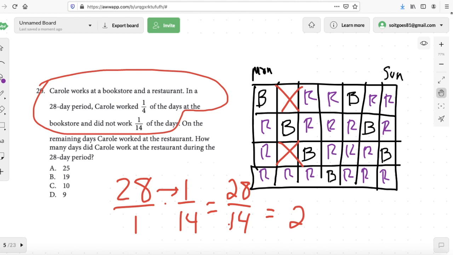And read the last sentence of the question. On the remaining days, Carol worked at the restaurant. How many days did Carol work at the restaurant during the 28-day period? We just count them now. How many? What's the answer? 19. 5, 6, 7, 8, 9, 10, 11, 12, 13, 14, 15, 16, 17, 18, 19 days. What's the right answer choice? B. Answer choice B. Bingo.